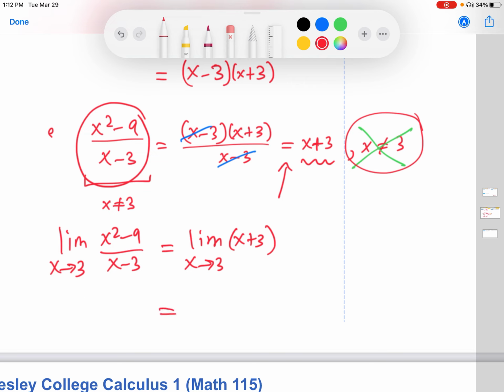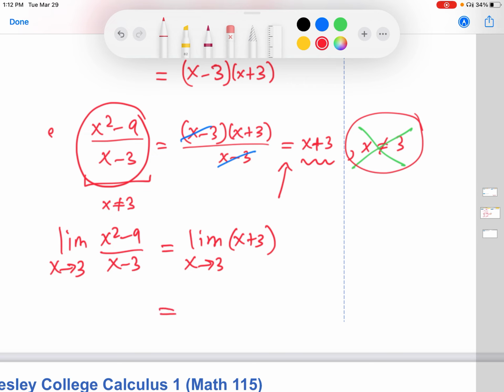So then we continue on from here, and now we could use a limit law if we wanted to, or we could just view this as x is approaching 3. This function is x plus 3, so I should be approaching 3 plus 3, which is 6. And that is our answer for this limit.